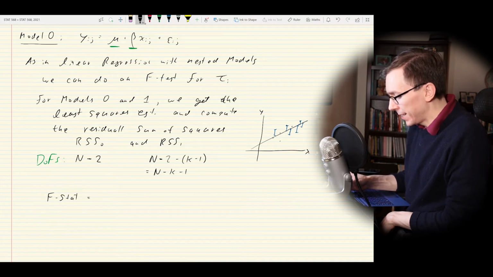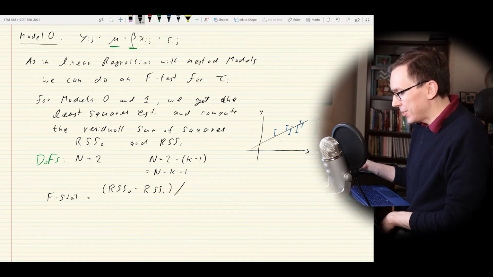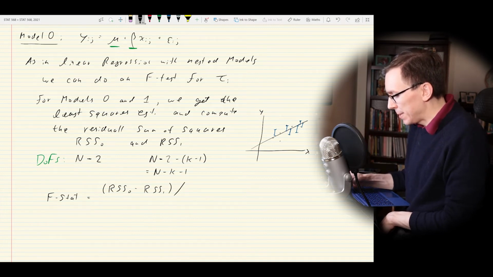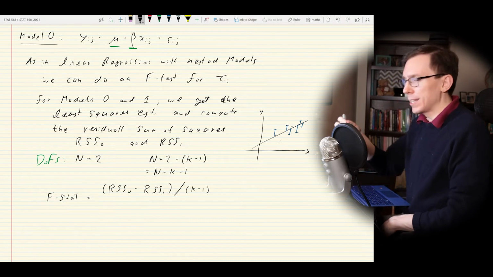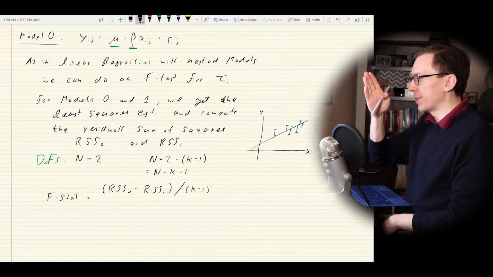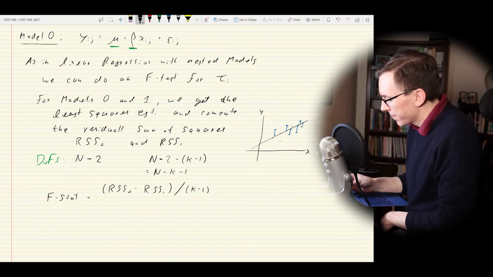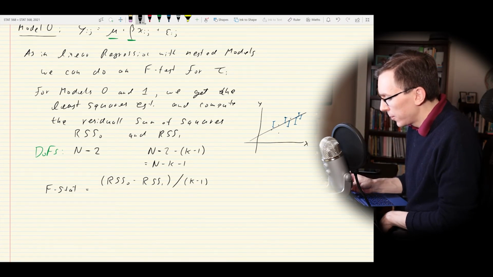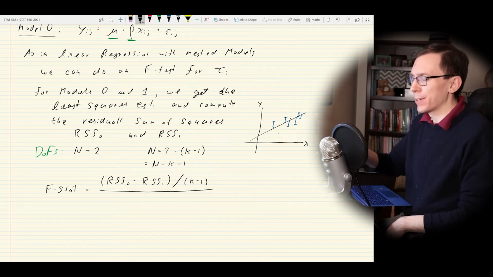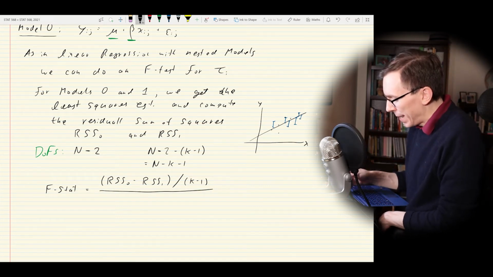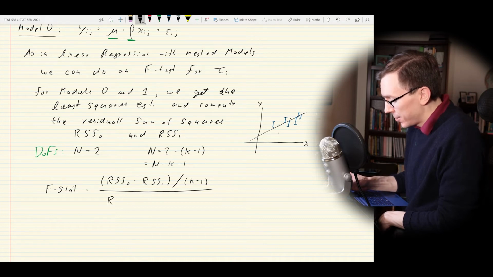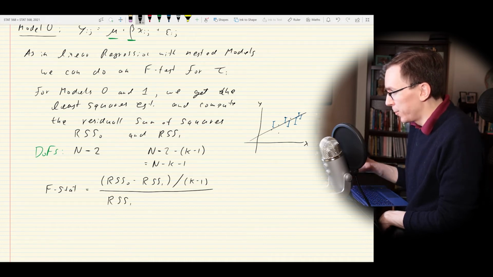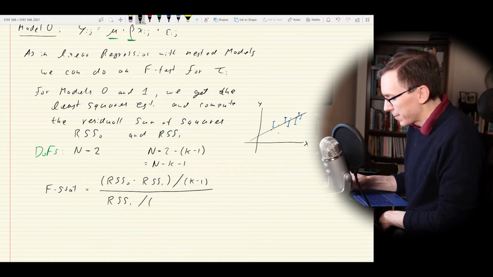And our F statistic is going to look at the difference in the residual sum of squares between model 0 and model 1, divided by the change in the degrees of freedom. In this case, it's going to be k minus 1, because we lost k minus 1 degrees of freedom when we went from model 0 to model 1. Or we added k minus 1 parameters into the model, you could say. And then we compare this to the residual sum of squares for model 1 divided by its degrees of freedom.